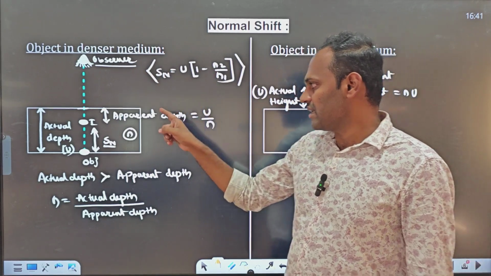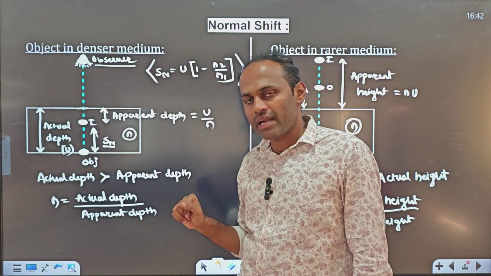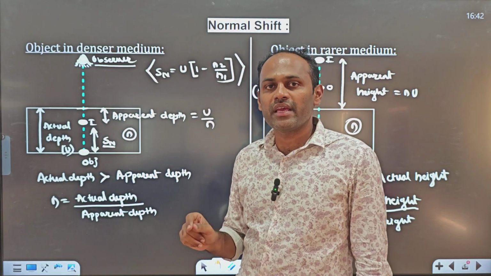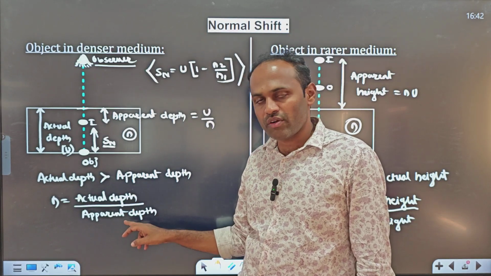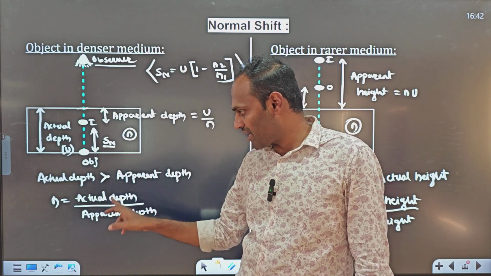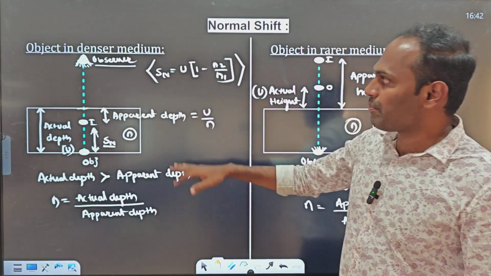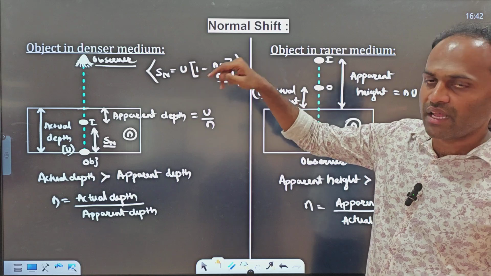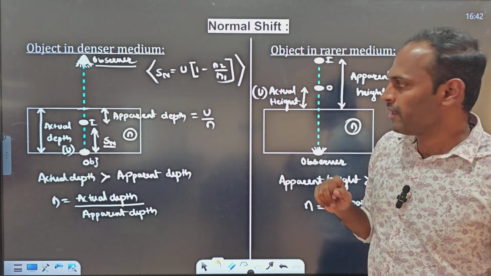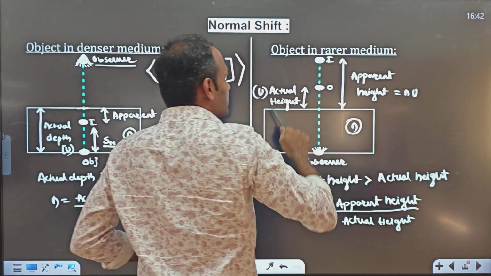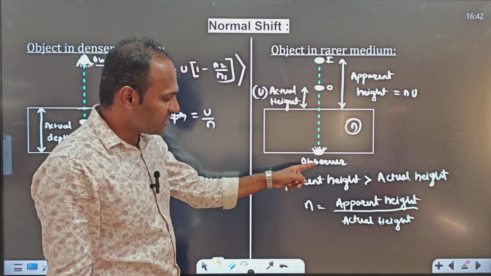Correct? See, here actual depth is greater than apparent depth. So refractive index will be equal to greater value divided by smaller value. Greater value is actual depth divided by apparent depth. Clear? This happens when the object is in denser medium and the observer is in rarer medium. Okay, the reverse case is here. When the object is in rarer medium and the observer is in denser medium.